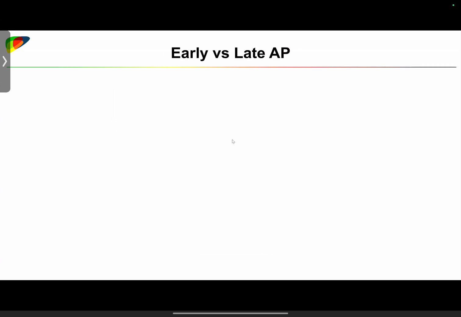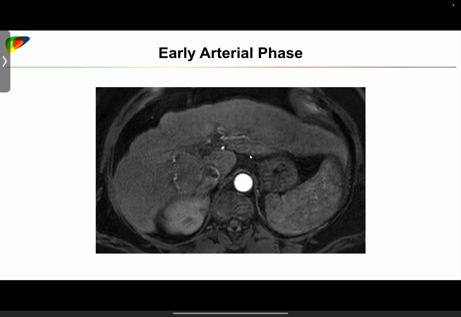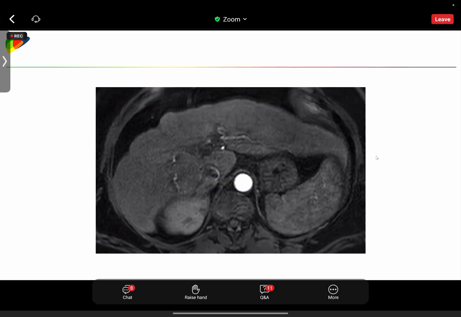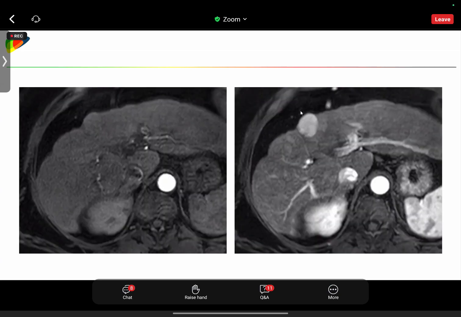Now, why do we care if it's early or late arterial phase? Here's early arterial phase, right? Again, only contrast in arteries, no contrast in portal vein. The same patient, late arterial phase, now we have opacification, a little bit of both arteries and portal vein. And now you can see that the HCC in that same patient, same study, you can see that AFI, which is not visible on early arterial phase, is obvious on late arterial phase. So generally, we want late arterial phase because early timing may miss arterial phase hyperenhancement.